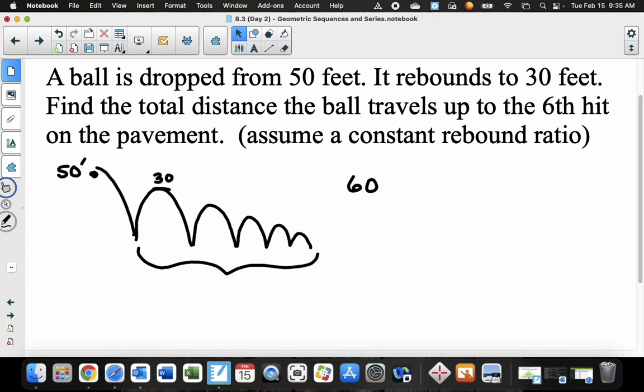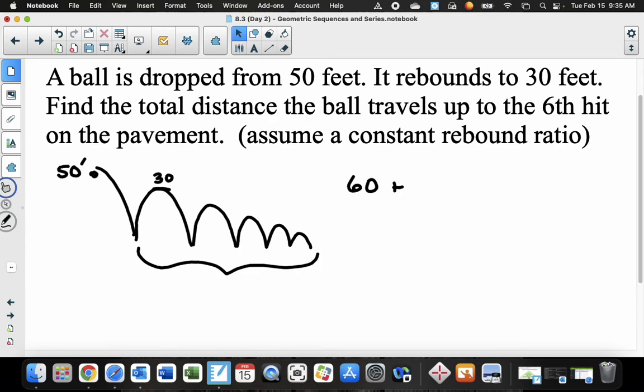30 up and then 30 back down. Does that make sense? As you go up and down, that first bounce is a total of 60. Now, here's the question. And then I'm going to add here for a second. We'll go plus. Now I have to do the next bounce, and then the next one, and then we'll go from there. That's where the sequence is coming from.